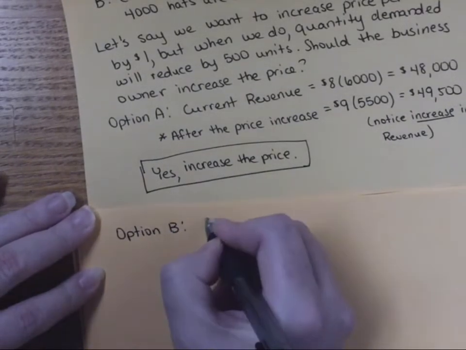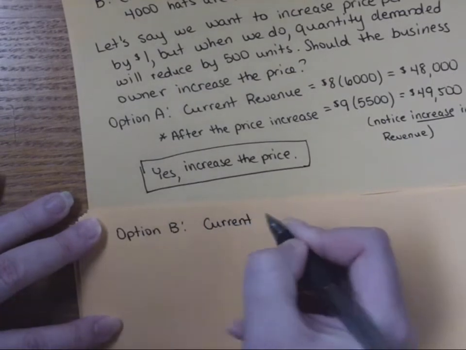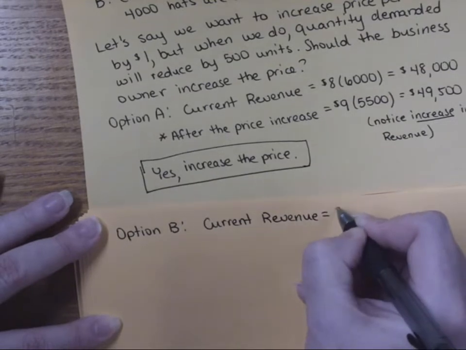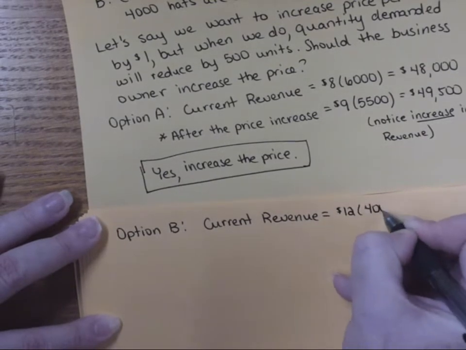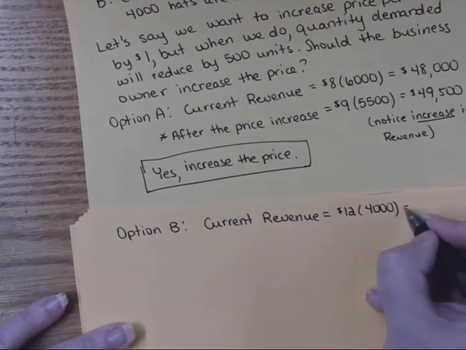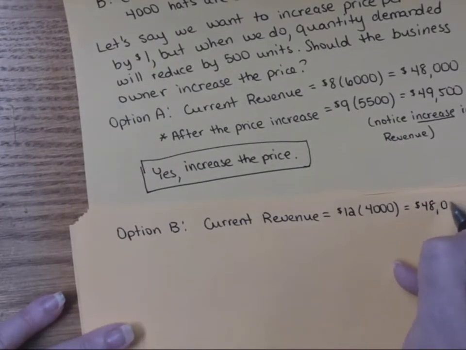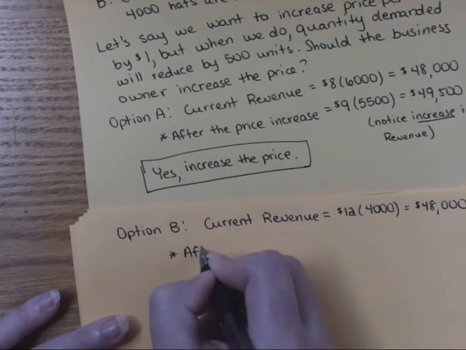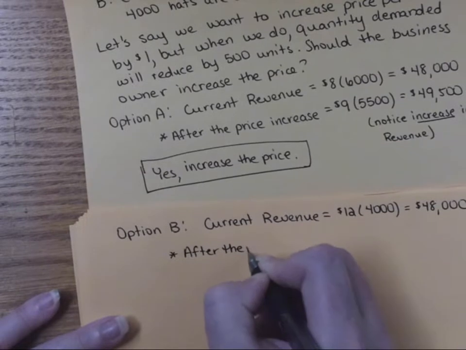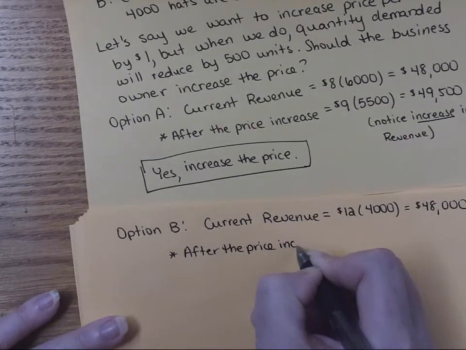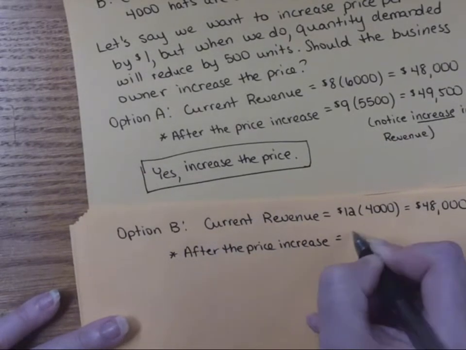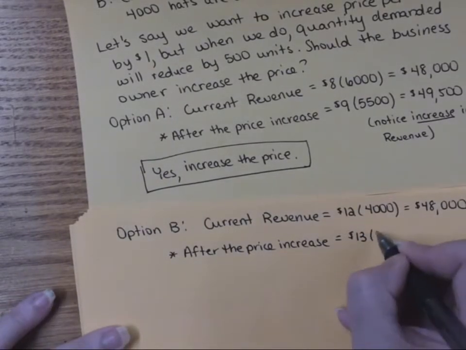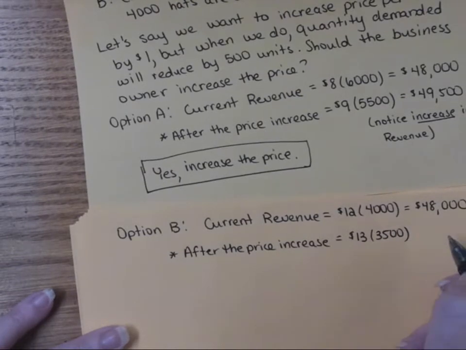Option B, remember the current selling price is $12. So if we want the current revenue, we'll take the 12, and there are 4,000 hats demanded. Okay, notice it's the same $48,000 that we started with in option A. But now let's talk about what happens after the price increase. If we increase the price in this scenario by $1, now the hats are costing $13 each for our customers, right? And we're only selling 3,500 because we reduced the quantity again by 500.